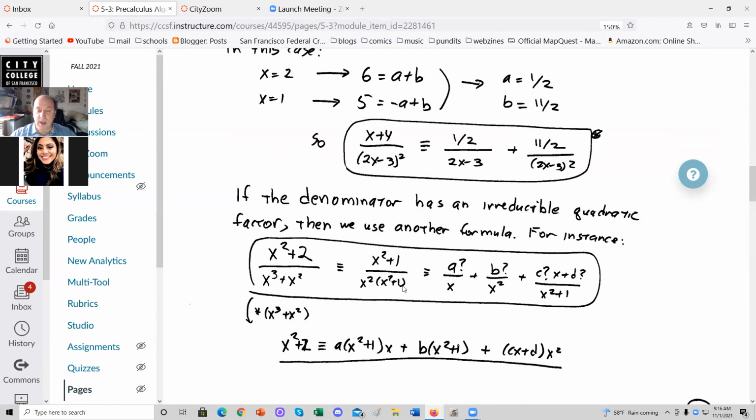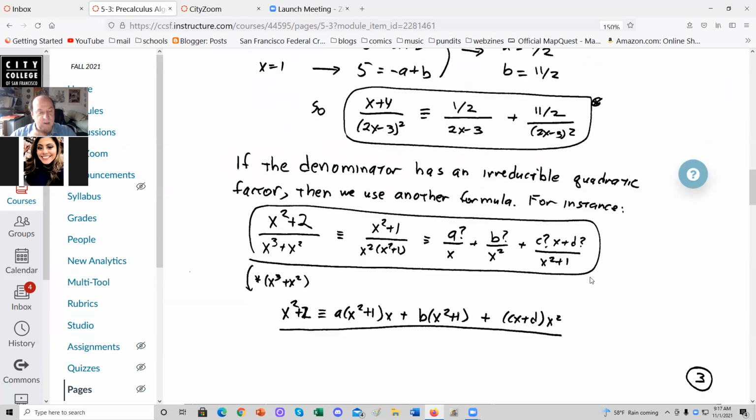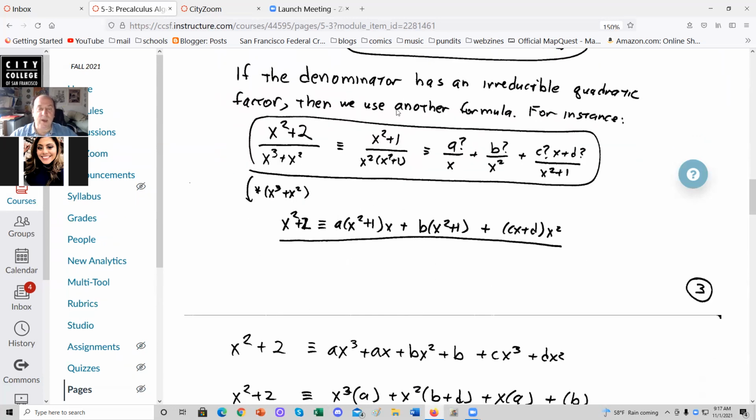Now, here we have a denominator with an irreducible quadratic factor, x squared plus 1. What we do in this case, okay, this is also an x squared factor. So you have an x factor and an x squared factor underneath a and b. For the irreducible x squared plus 1 factor, we'll put it underneath cx plus d. So now we have numbers a, b, c, and d. So (x squared plus 2) over (x cubed plus x squared) equals a over x plus b over x squared plus (cx plus d) over (x squared plus 1). The trick is to find a, b, c, and d.